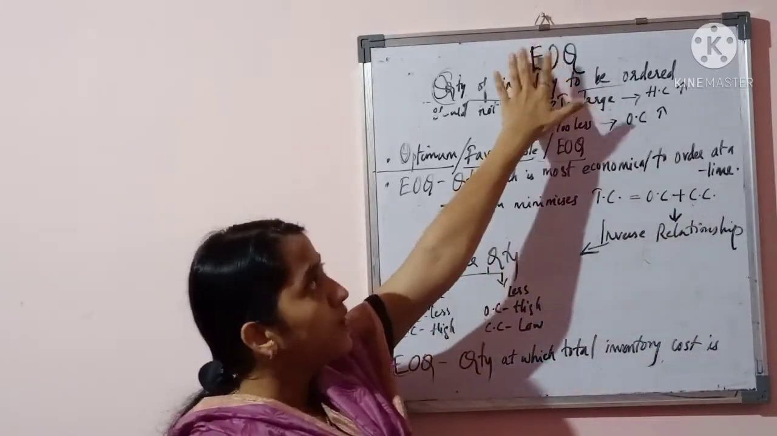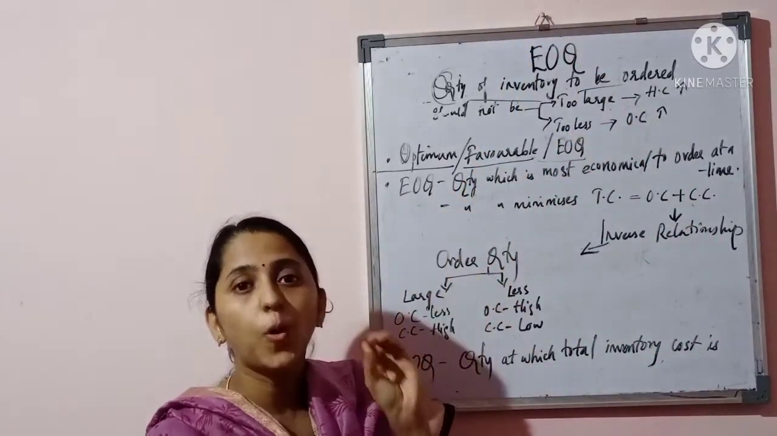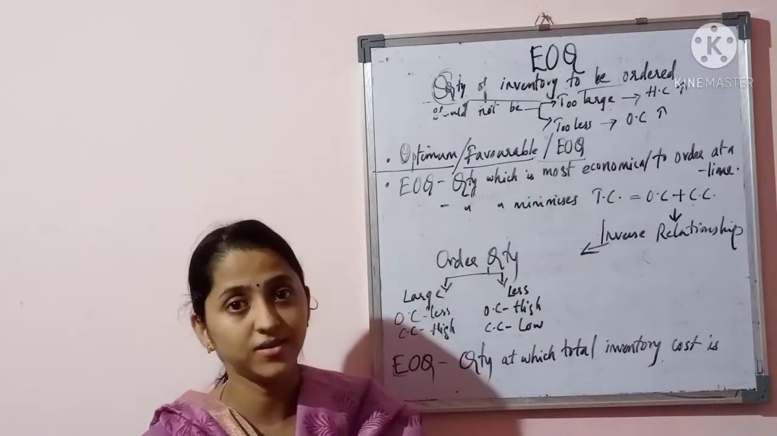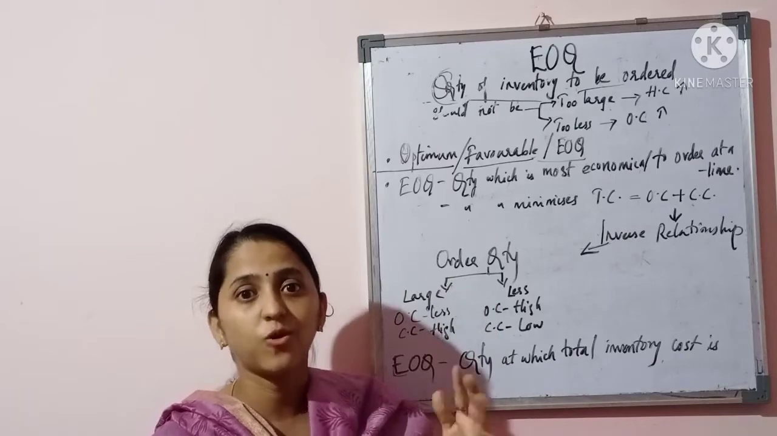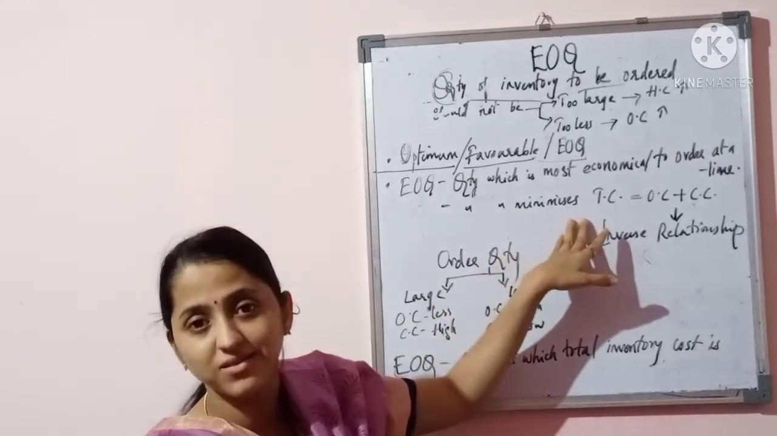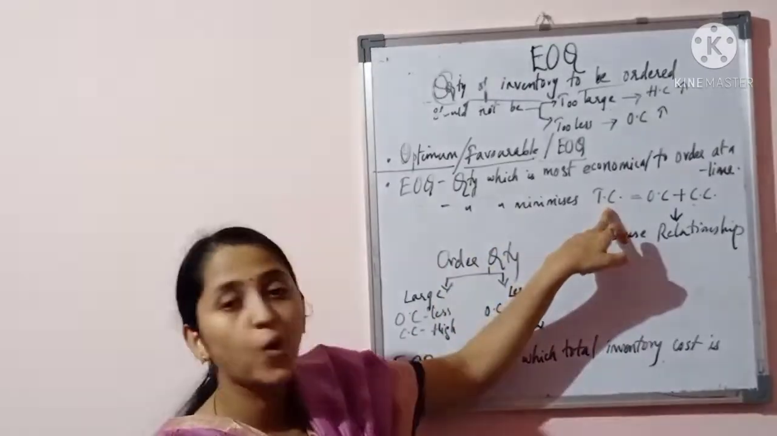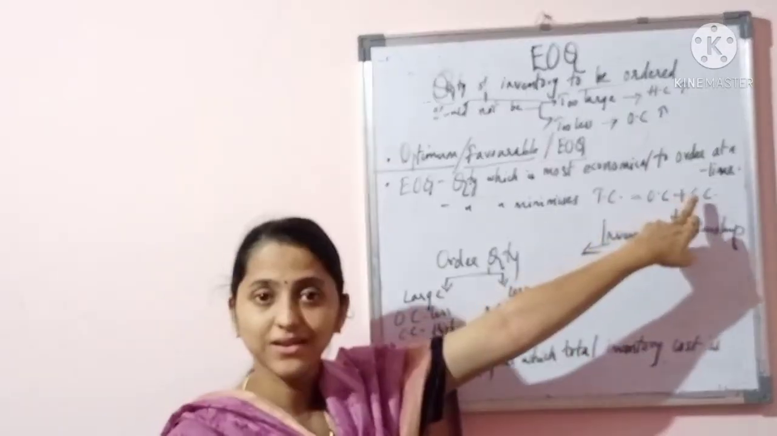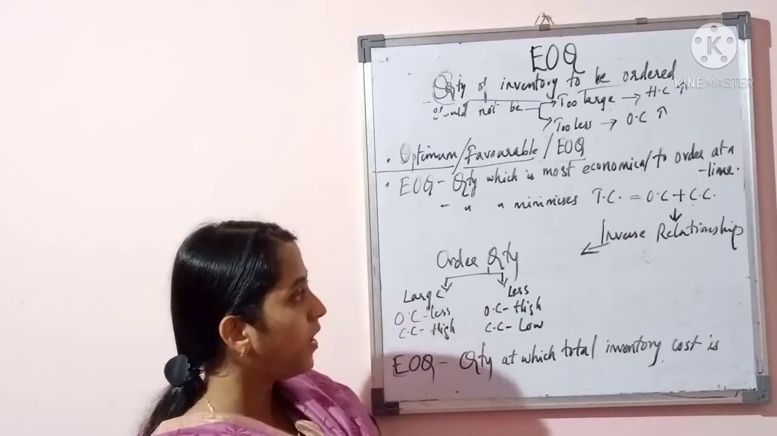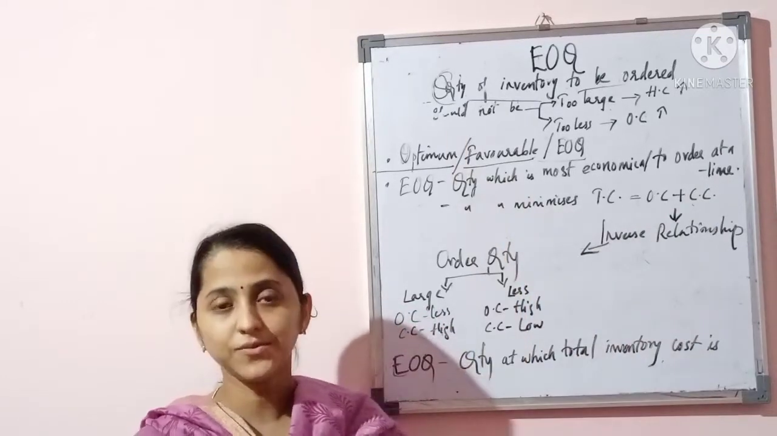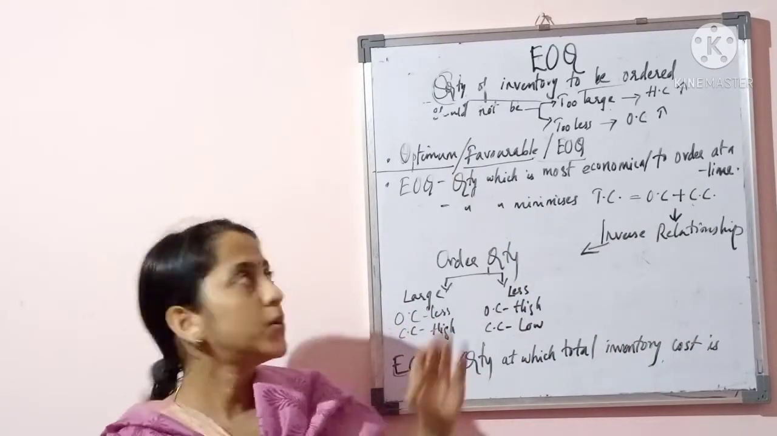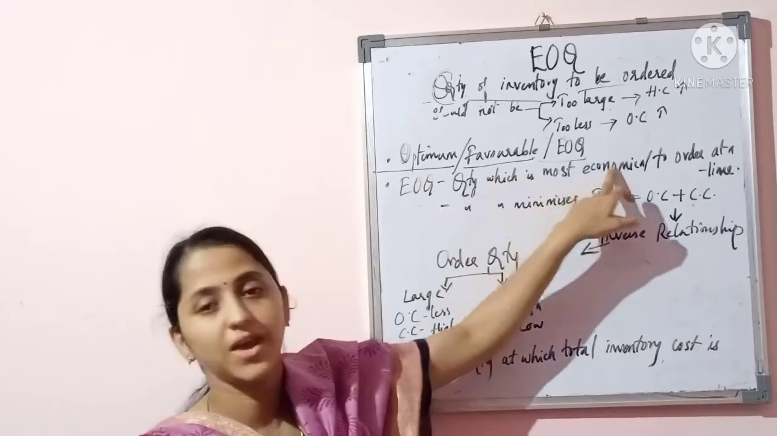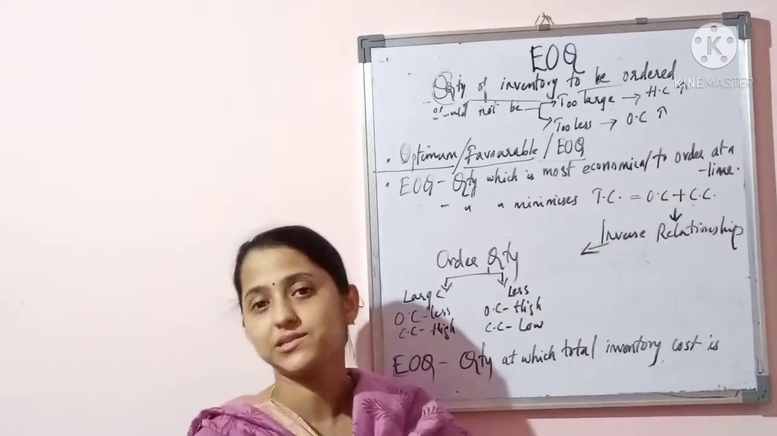Okay. So EOQ is that optimum quantity to be ordered which minimizes the total cost of purchase of inventory, that is ordering cost and carrying cost. Okay, so hope you are clear with what is EOQ. EOQ is the quantity which is most economical to order at a time.